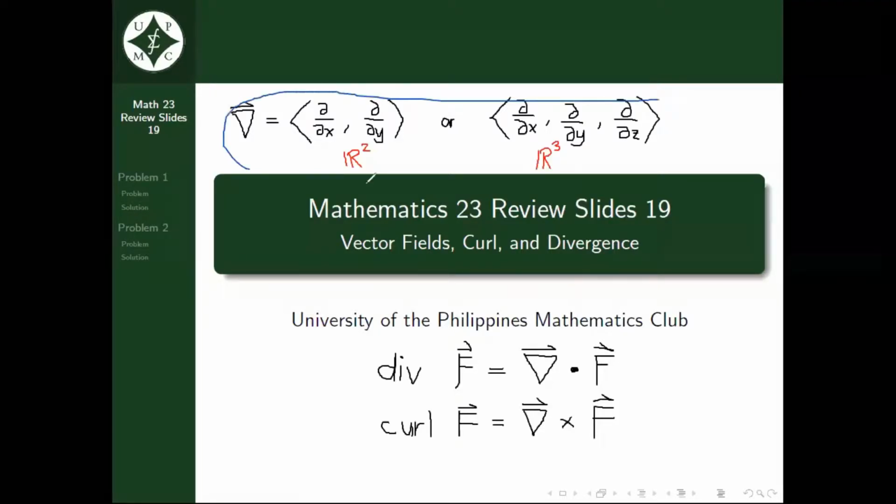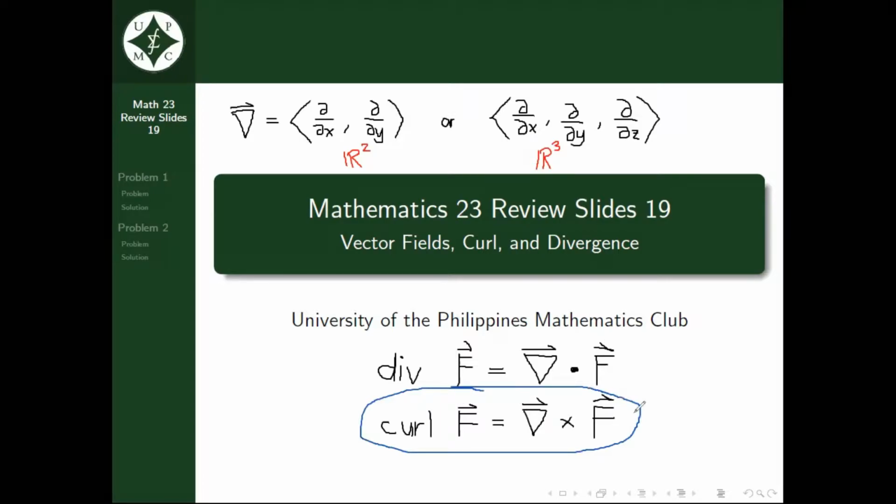This is the del operator, or simply del. This is a vector consisting of partial derivative operators. This one is for the 2D case, or two-dimensional case, and then this is for the 3D case, for 3 dimensions. Now, the divergence is defined as the dot product of del and f, and the curl of f, a vector field, is the cross product of del and f.